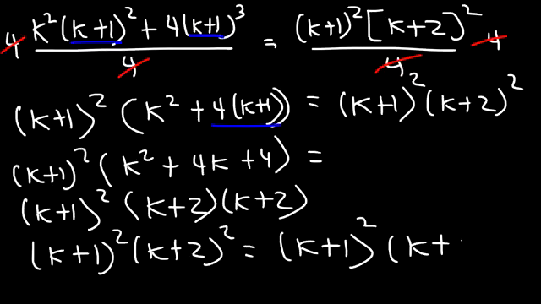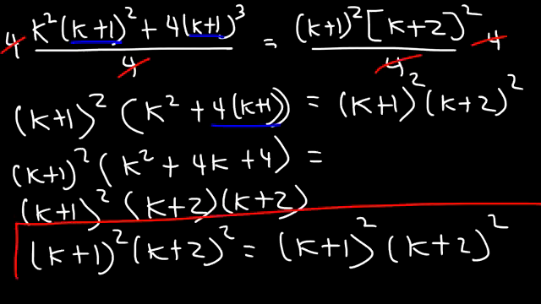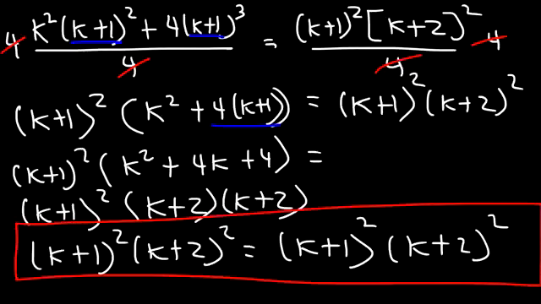So we've shown that the left side and the right side are equal for the next term, k plus 1. So therefore, it's going to be equal for all terms. And that's how you can use mathematical induction to prove that a certain expression is true for any term.